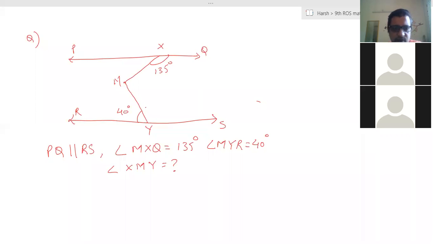Yes, tell me, Tarun, how you did. So 85 degrees is the correct answer. Tell me what to do and how to do. Sir, I knew that angle MYR is 40 degrees. If we take the line RS, this MYR will be 40 and the other side will be 180 minus 40. So it will be 140 degrees.